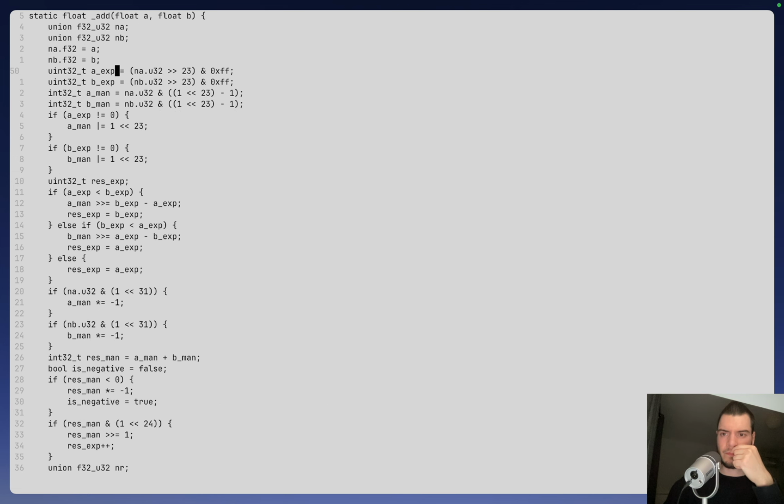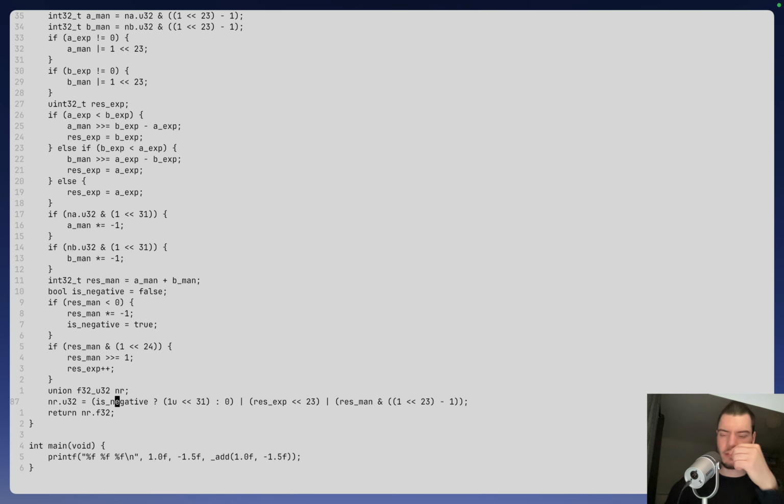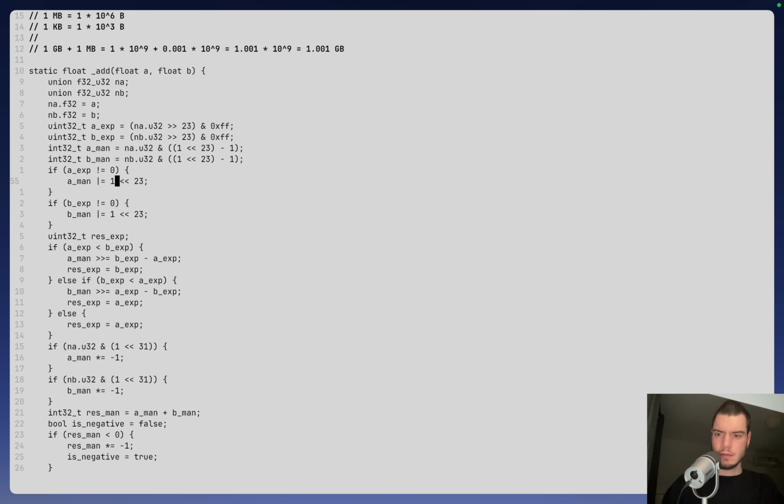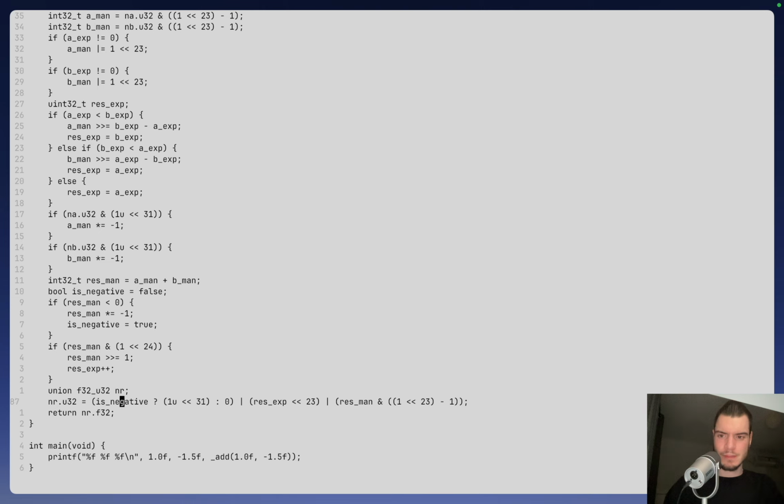Okay. I think that part should be fine. And if the sign bit is set, we multiply our value by minus 1. Actually, I just saw an issue right here. I made the same mistake that I tried not to make down here, where I was shifting the integer value 1 to the left by 31.